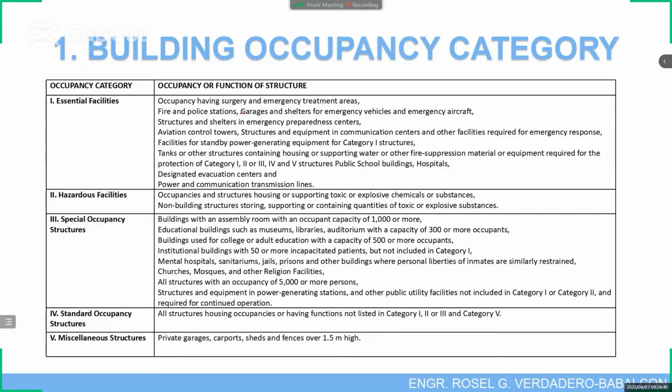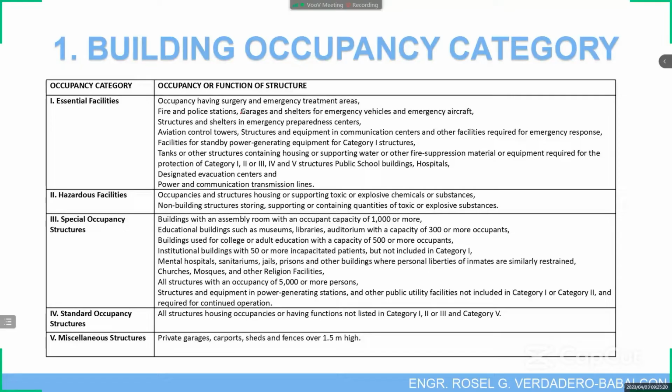Number 2, occupancy category 2 is the hazardous facilities. So those are occupancies or structures that are expected to have explosive or chemical substances that are prone to explosions. Number 3 is the special occupancy structures. These are structures that have a big number of occupants, like for example, buildings with an assembly room with an occupant capacity of 1,000 or more, and churches, mosques, and other religious facilities.